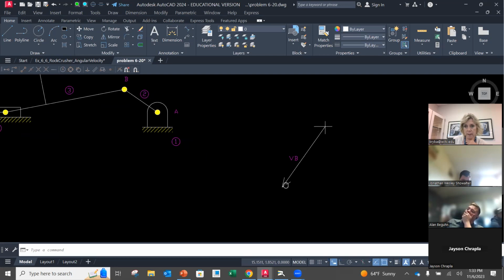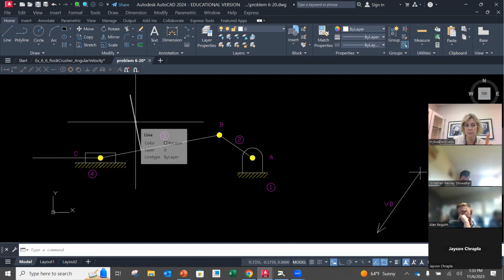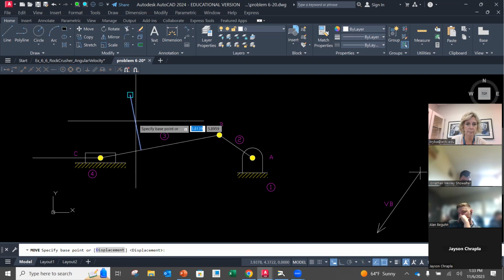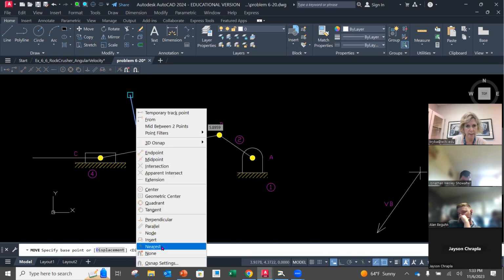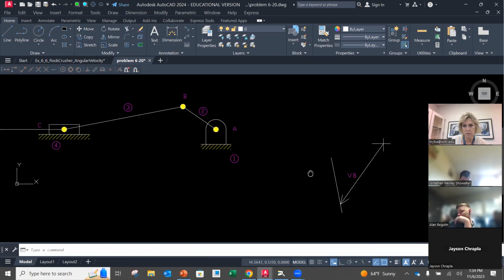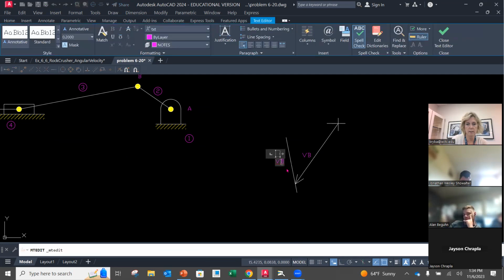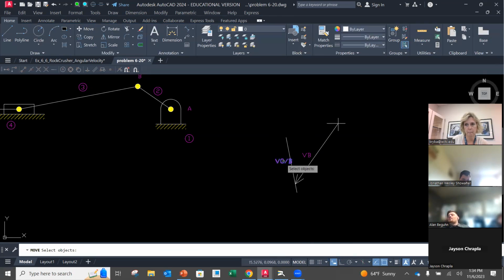So now on the end point of my velocity of B, I am going to show the line of action of the velocity of C relative to B, which is this line right here. So I'm going to move this line, and I'm actually going to do a nearest from here and then right there. Okay. So that's going to be the velocity of C relative to B. Okay, just a label right now.